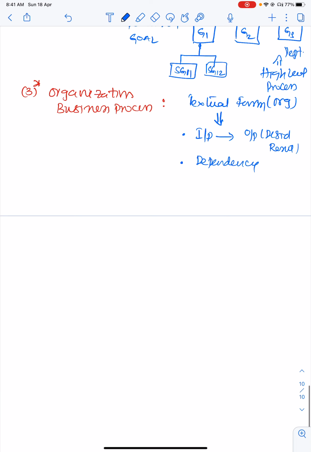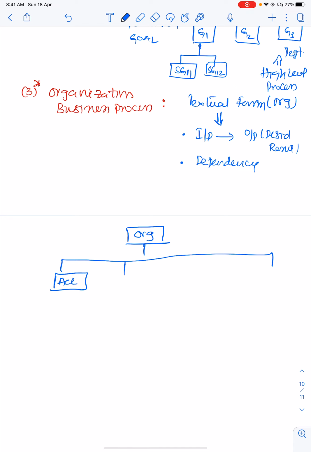For example, I take an organization and convert it into certain departments, like you have accounts department, finance department, sales department, legal department, etc. So what I did is nothing but a textual form. It is not an actual form, it's only a diagrammatical representation of high level processes. High level means accounts. In accounts you have so many other departments, but it's only a high level.